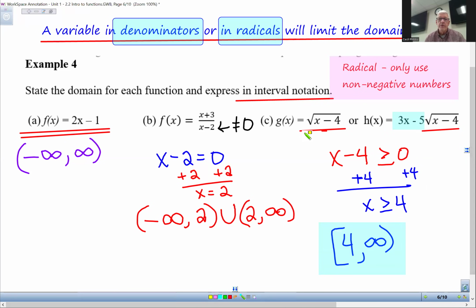So when you're doing a domain for a radical, ignore anything outside of the radical. You're only concerned with what is inside your radical.